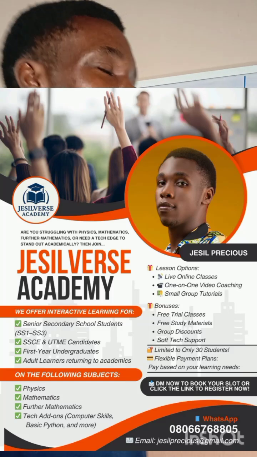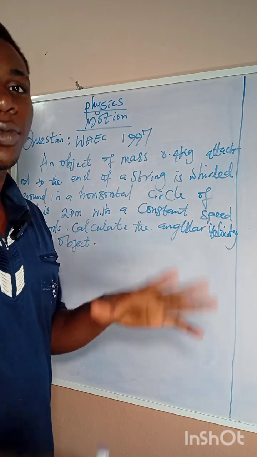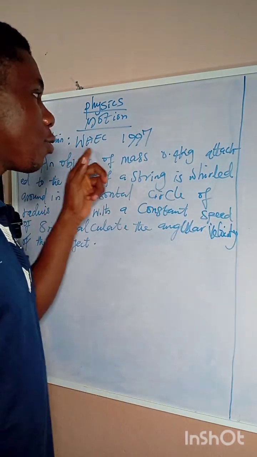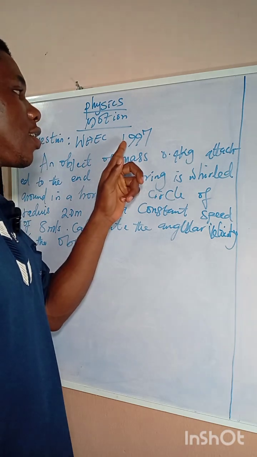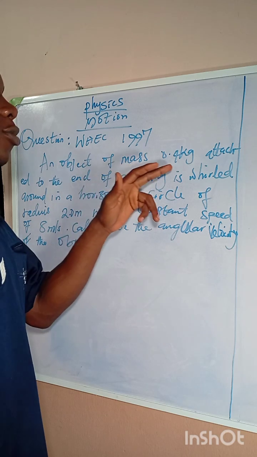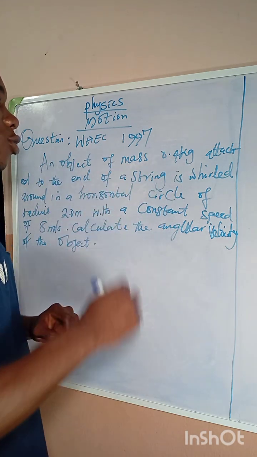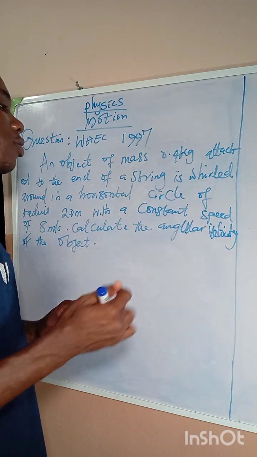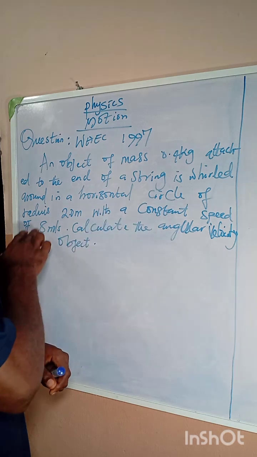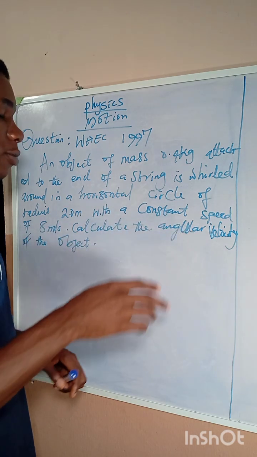Today I'll be taking you through this physics problem of motion, which came from the external examination body of WAEC, from 1997. So we have an object of mass 0.4 kg attached to the end of a string, whirled around in a horizontal circle of radius 2 meters with a constant speed of 8 meters per second. Calculate the angular velocity of the object.